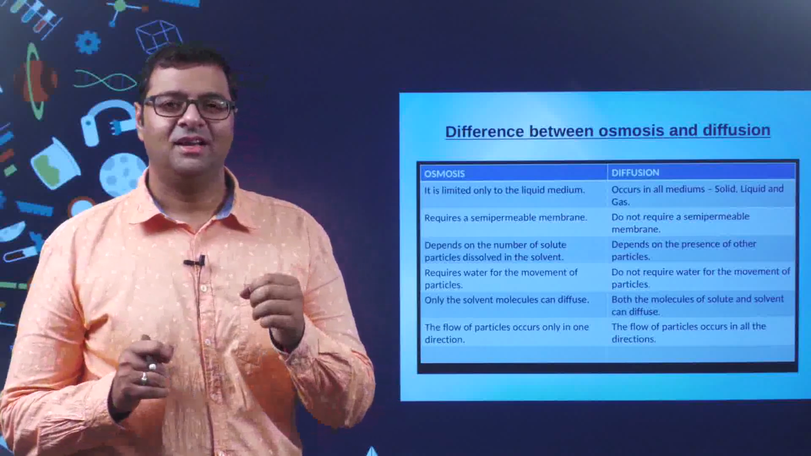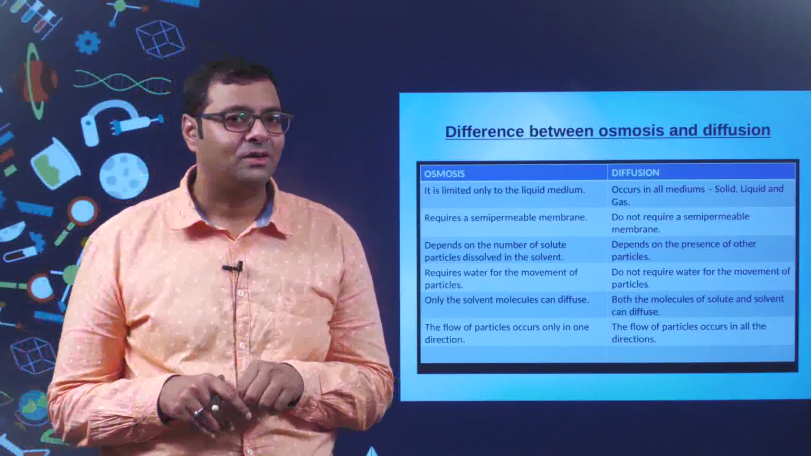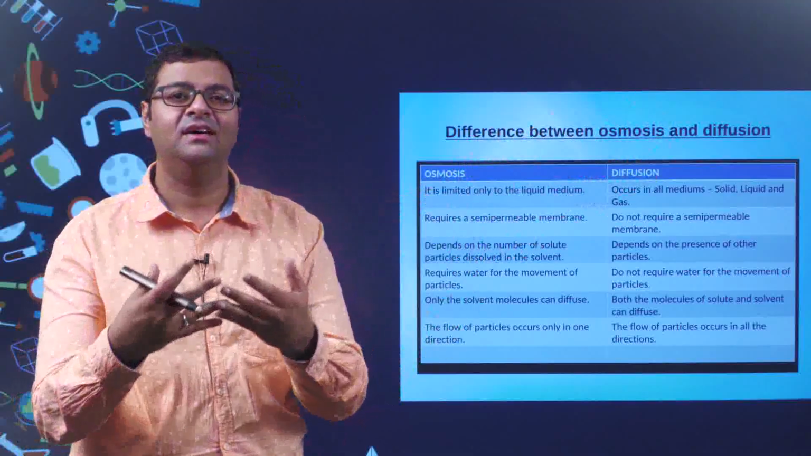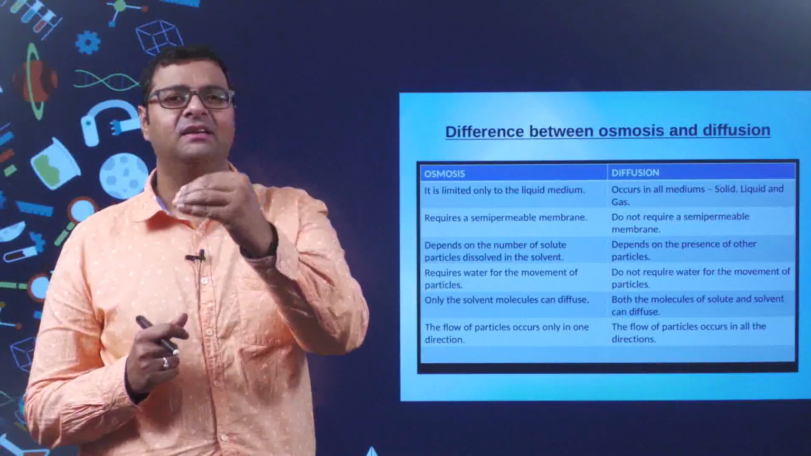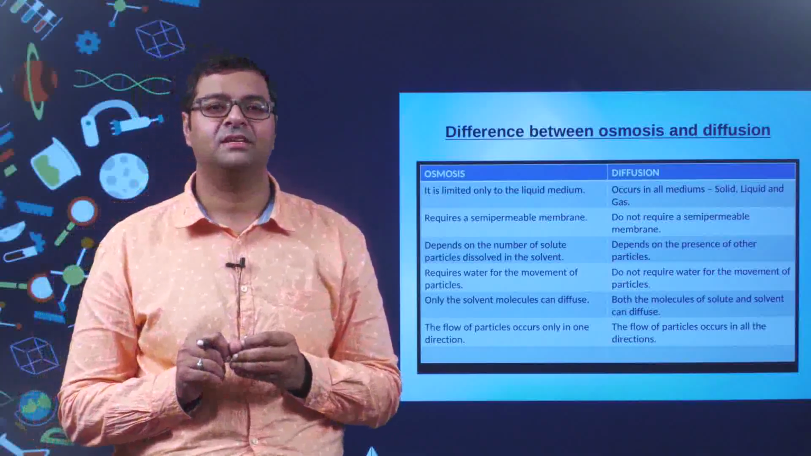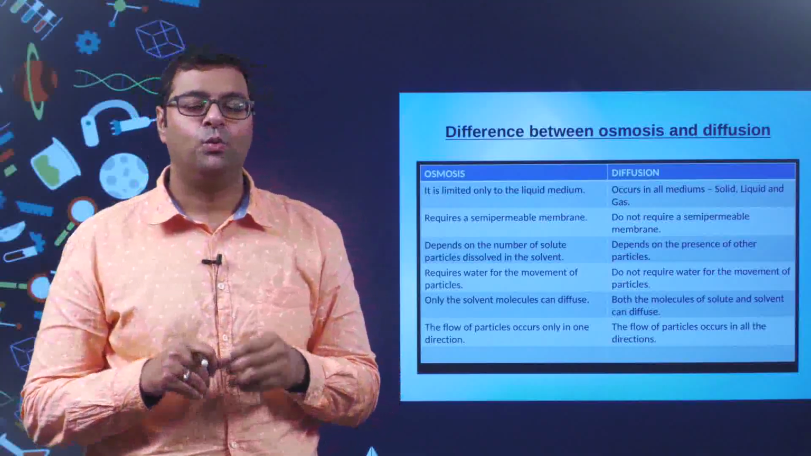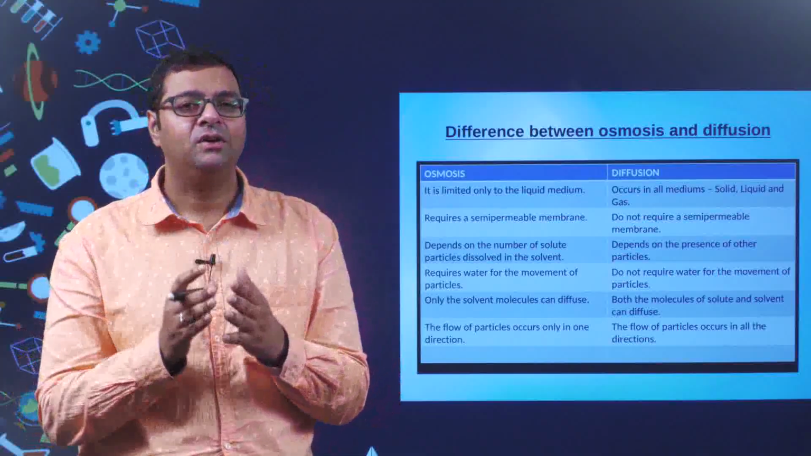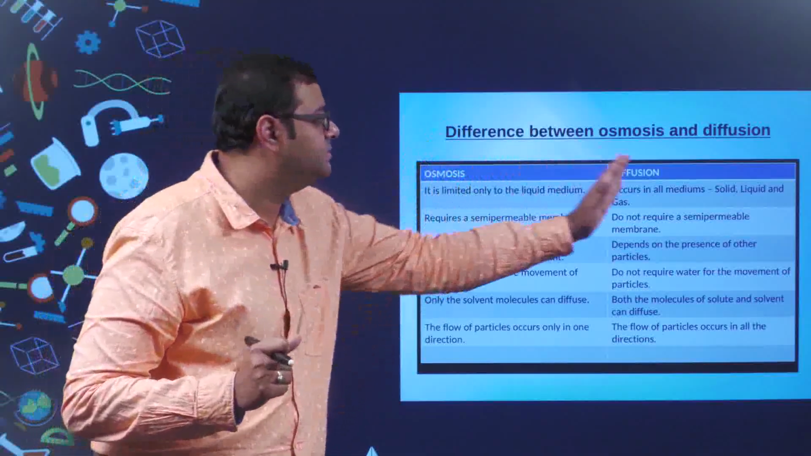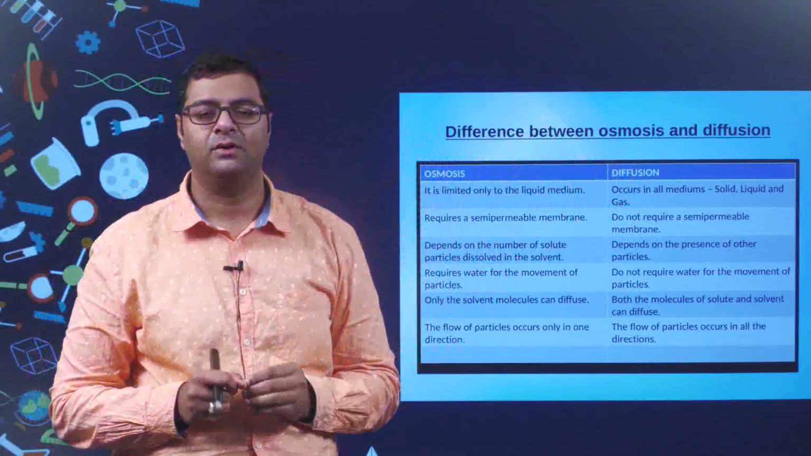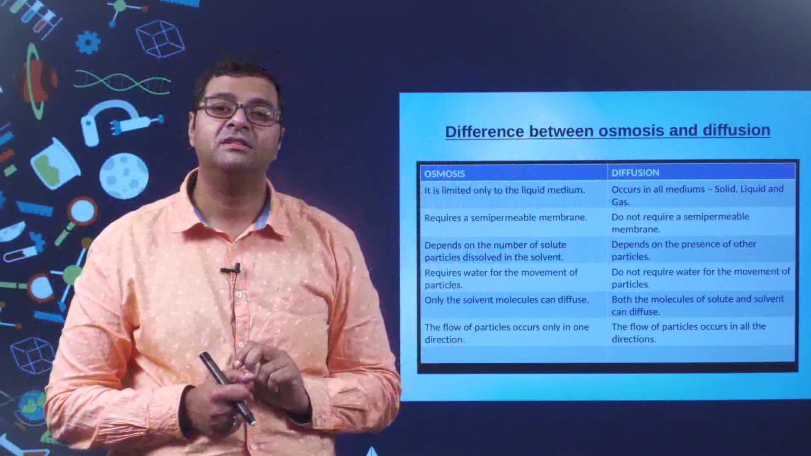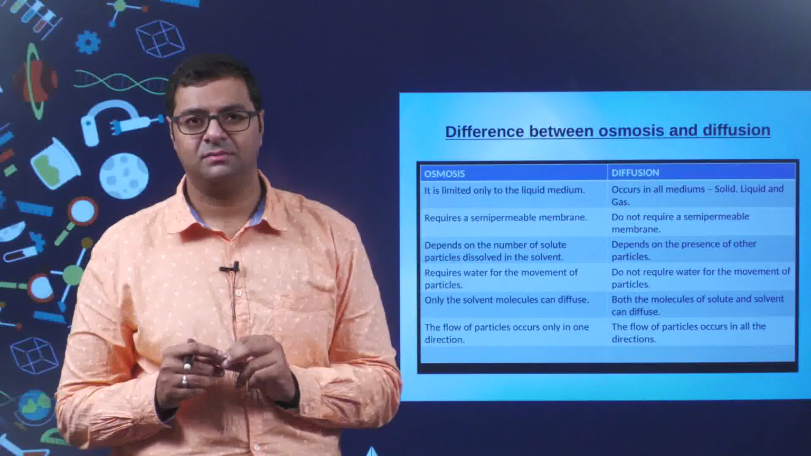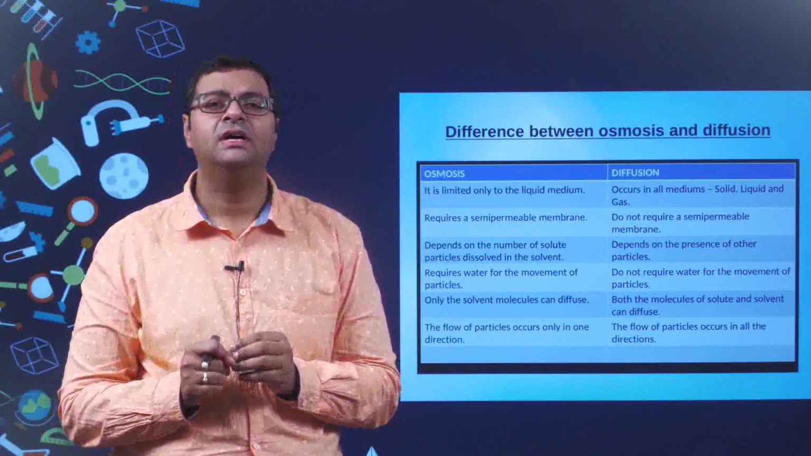Hello children, we have been learning about osmosis and diffusion in the above chapter, that is the plasma membrane. Now, because we are done with osmosis and diffusion, we are going to observe the difference between the two processes. What is osmosis and what is diffusion? So that it will be easier for you to study.